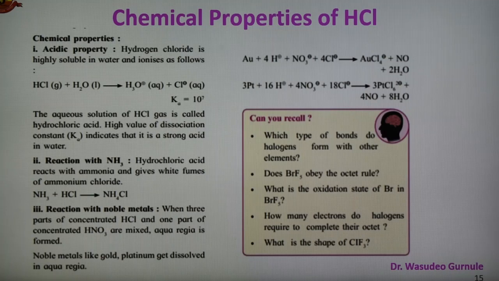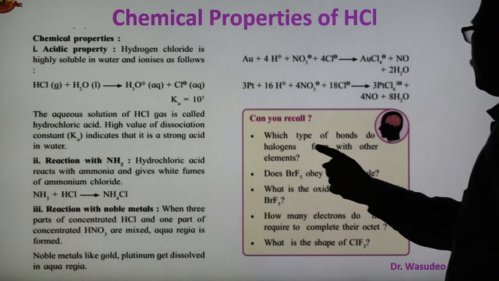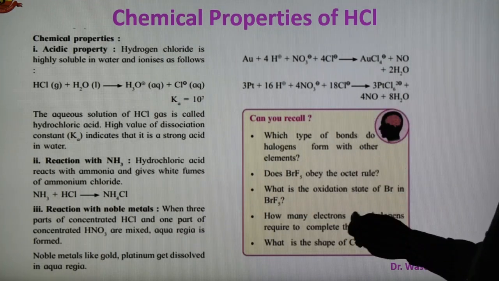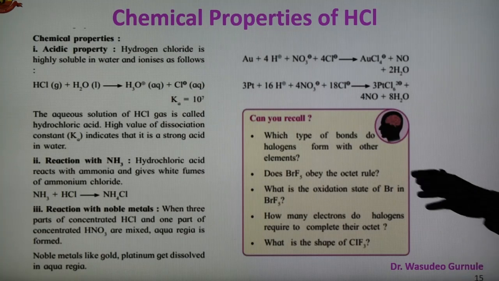And now we should know which type of bonds halogens form with other elements. We can say that halogens are electronegative elements, and they generally form ionic bonds.